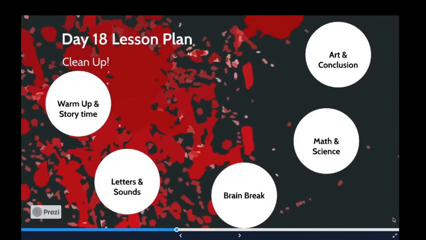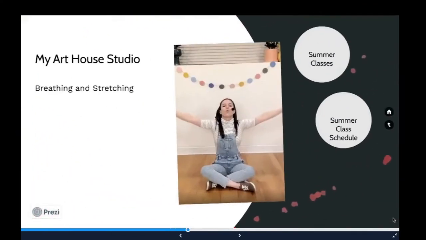After letters and sounds, we go right into our brain break. My Art House Studios is in charge of our brain breaks, and our friend Morgan will be doing breathing and stretching exercises, which looks really cool and is very helpful for stimulating blood flow.